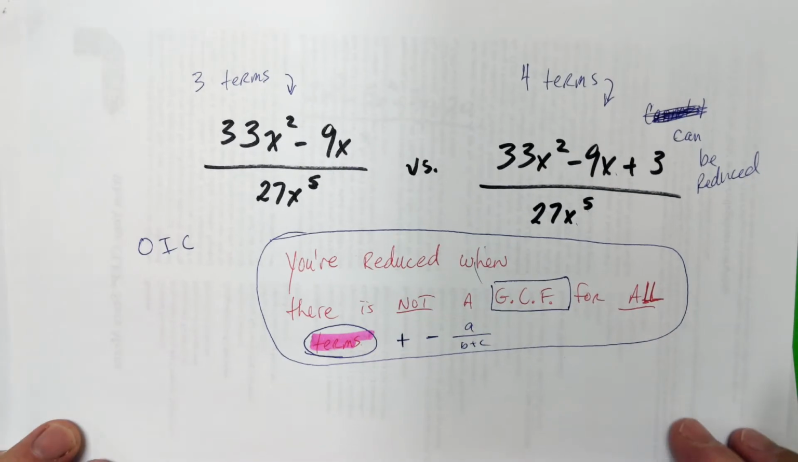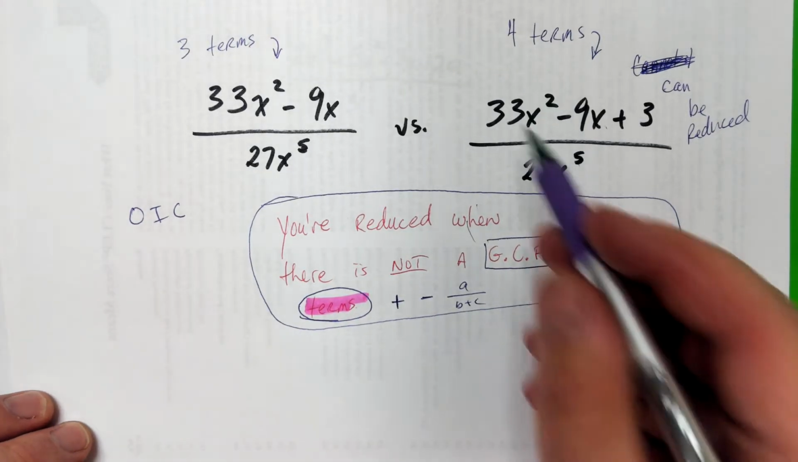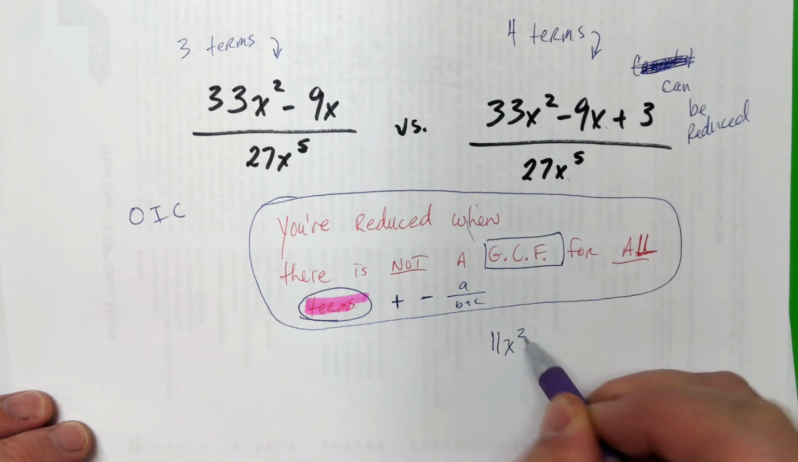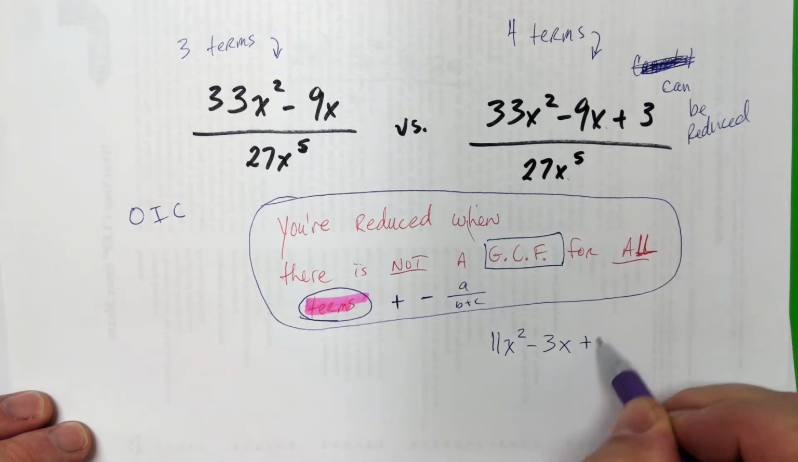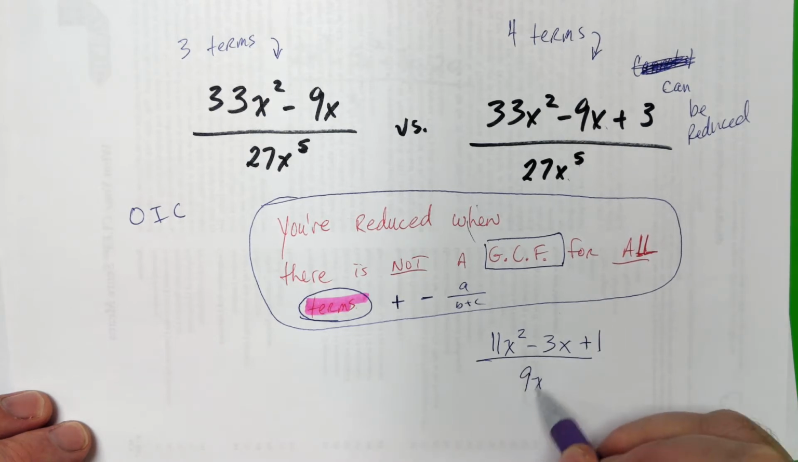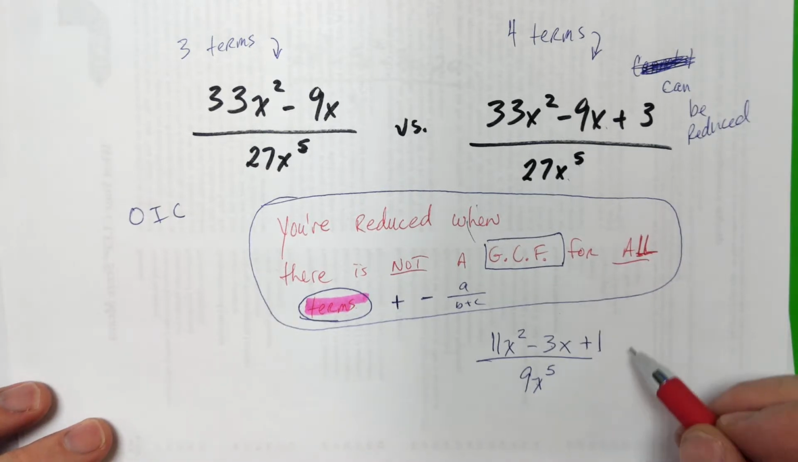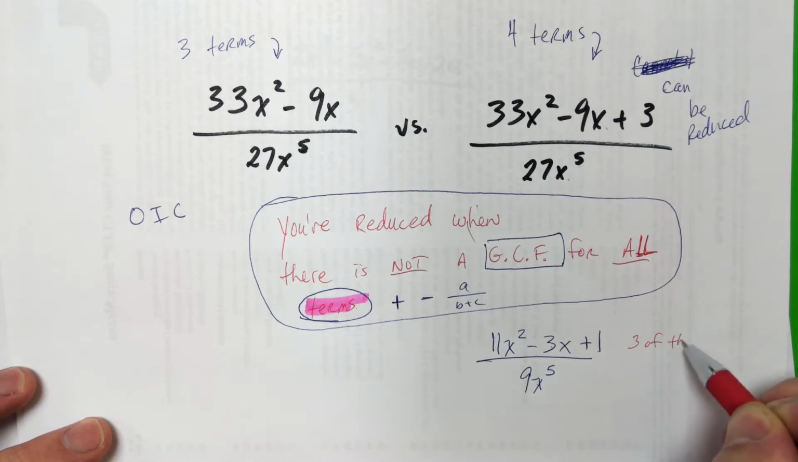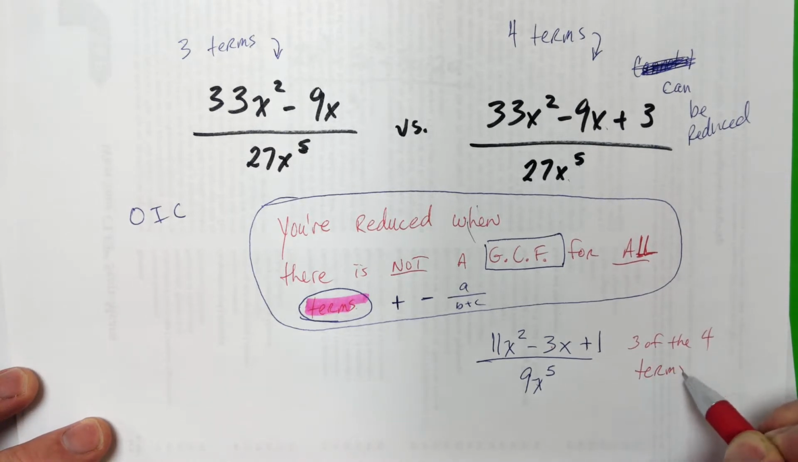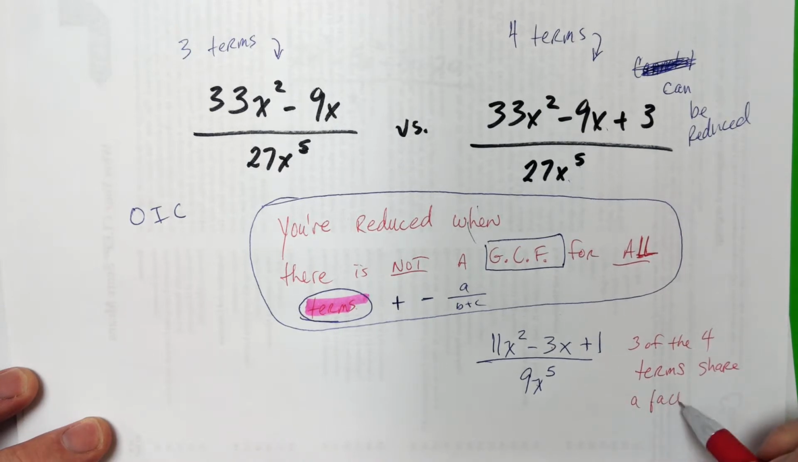So I'm going to go ahead and reduce that, and I'm going to write it underneath. So this problem right here is going to be 11x squared minus 3x plus 1 divided by 9x to the 5th. Now, there's 1, 2, 3, 4 terms still, right? 3 of the 4 terms share a factor. But not all.